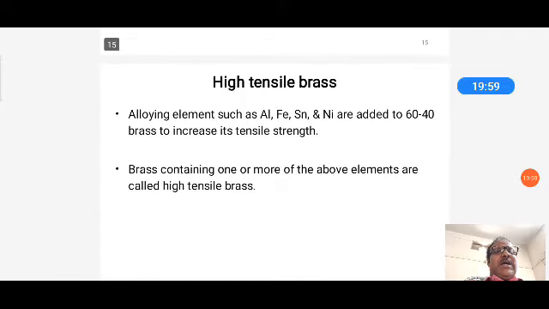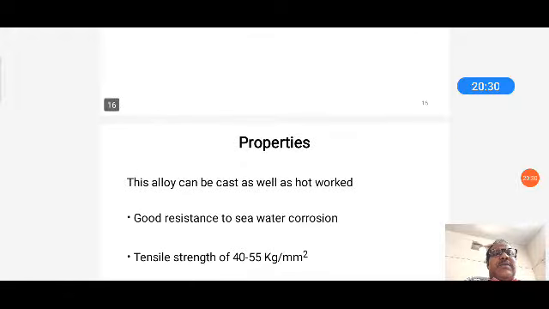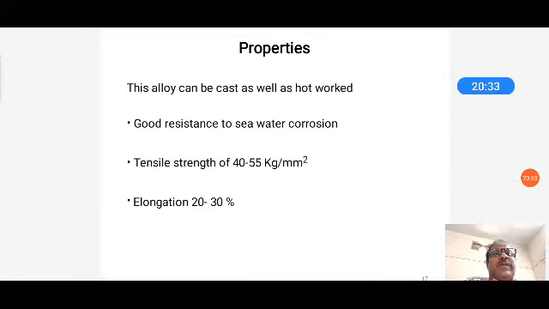And another variety is high tensile brasses. In high tensile brasses, alloying elements such as aluminum, iron, tin, and nickel are added to 60 to 40% brass to increase its tensile strength. The brass containing one or more of the above elements is called high tensile brass. These high tensile brasses, to show these properties, the alloy can be cast well as well as hot worked.